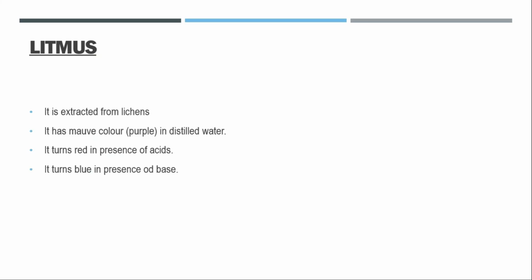So now let's move on to litmus. Litmus is a common indicator that we use in a laboratory. Every laboratory uses the litmus indicator. It is extracted from lichen, and it is a mauve color in distilled water.